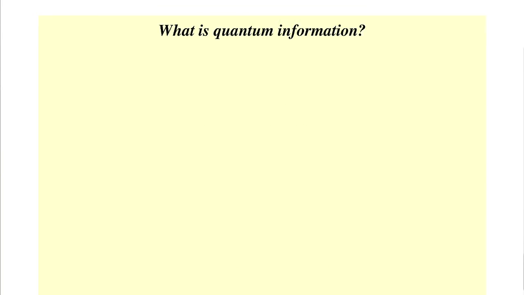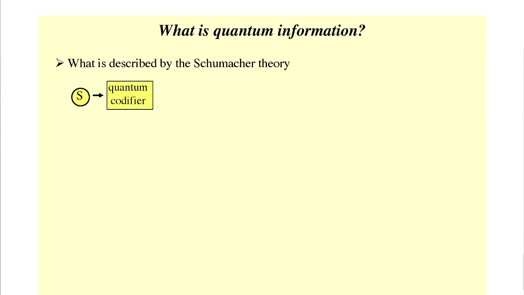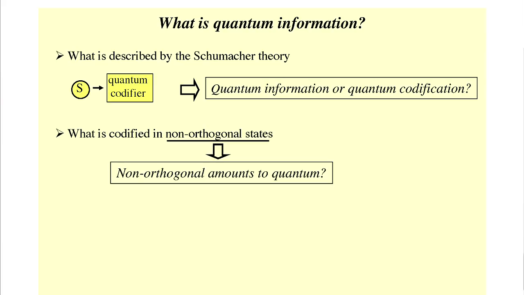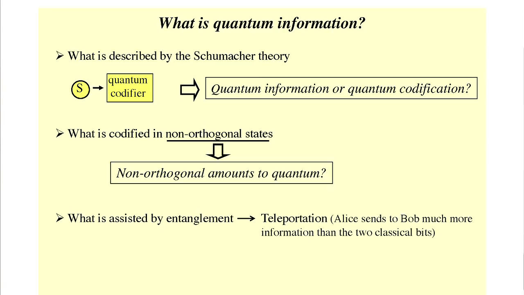It can be said that it is what is described by Schumacher's theory, but if we read Schumacher's paper carefully, we see that he talks about a standard source whose outputs are codified by means of quantum states. So, are we talking of quantum information or of quantum codification of information? On the other hand, we may say that information is quantum because it is codified by non-orthogonal states. But are non-orthogonal states always quantum states? Or perhaps information is quantum when assisted by entanglement, like in teleportation.